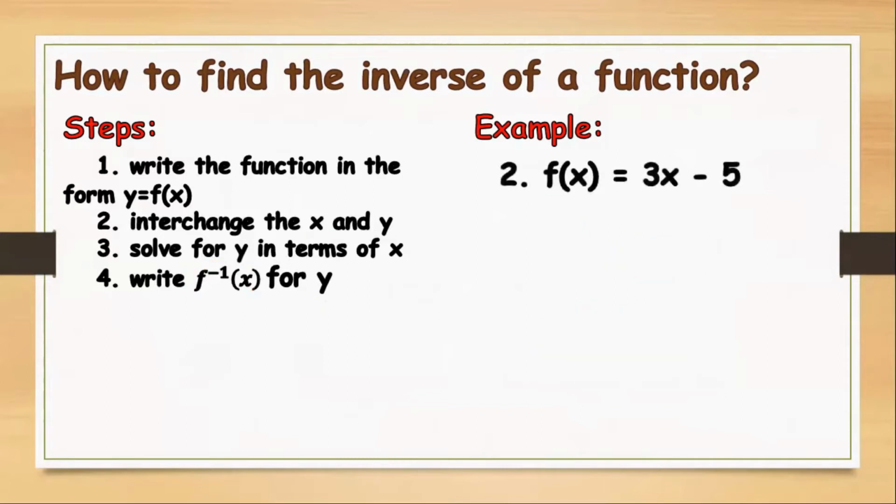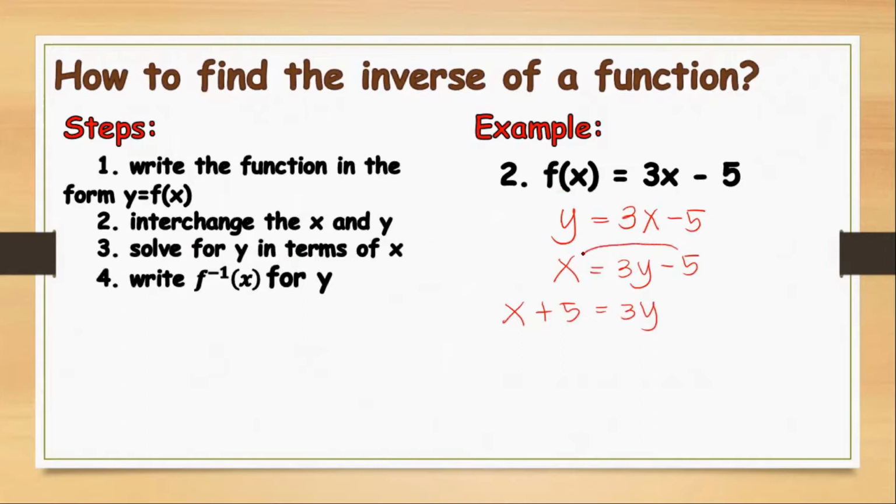Let's have another example. f of x equals 3x minus 5. Step 1 is to write y instead of f of x and copy the given function. Then interchange x and y. So it will become x equals 3y minus 5. Then you have to solve for y in terms of x. So we have x plus 5 equals 3y.